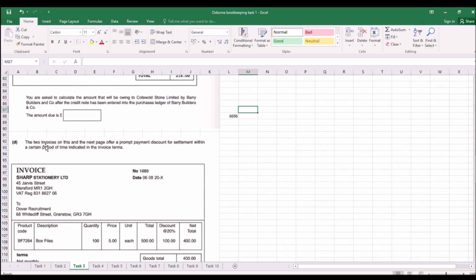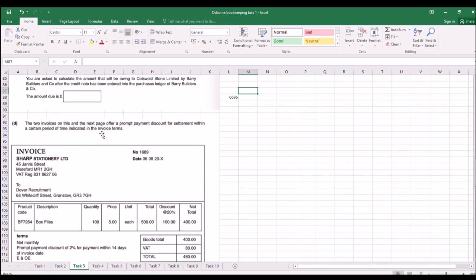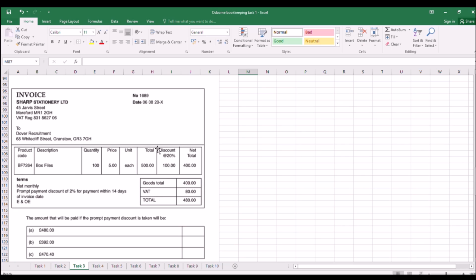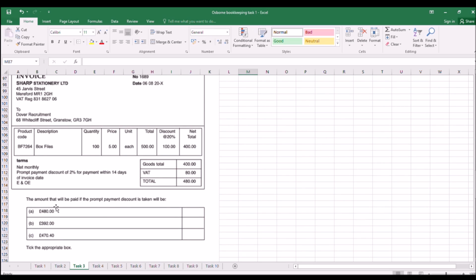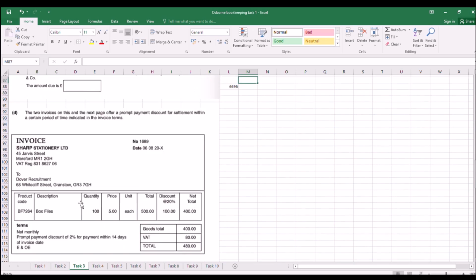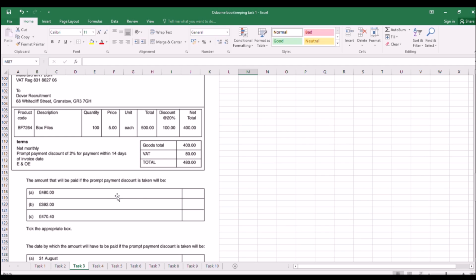Okay, the two invoices on this and the next page offer a prompt payment discount for settlement within a certain period of time indicated on the invoices. So we're going to have a time set out on the invoices. Okay, 2%, 14 days. The amount that will be paid if the prompt payment discount is taken, so it's £480 if we don't have the prompt payment discount.